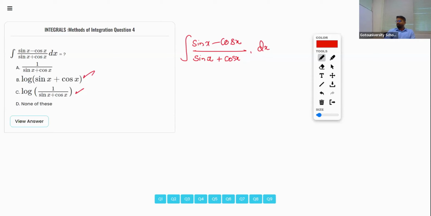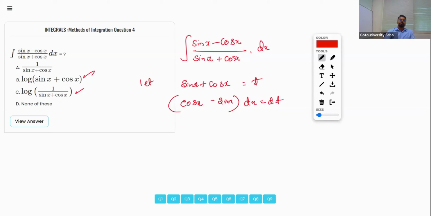Yes. So someone is suggesting me to take the denominator as t. What is the denominator? Anonymously, someone is messaging. So that's the right method. So let us assume the denominator sin x plus cos x is equal to t. Now differentiate this. When you differentiate, what do we get? Cos x minus sin x entire thing into dx is equal to dt, right?